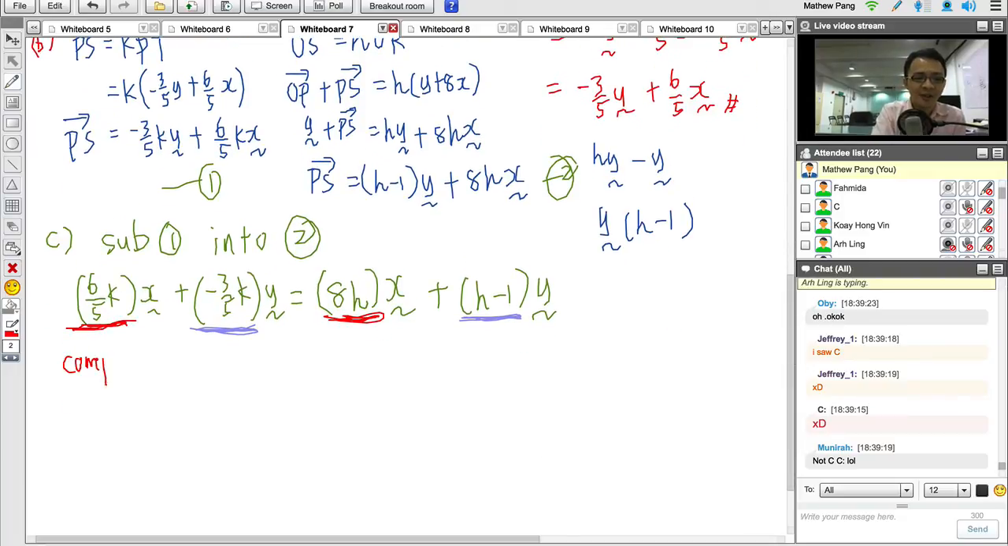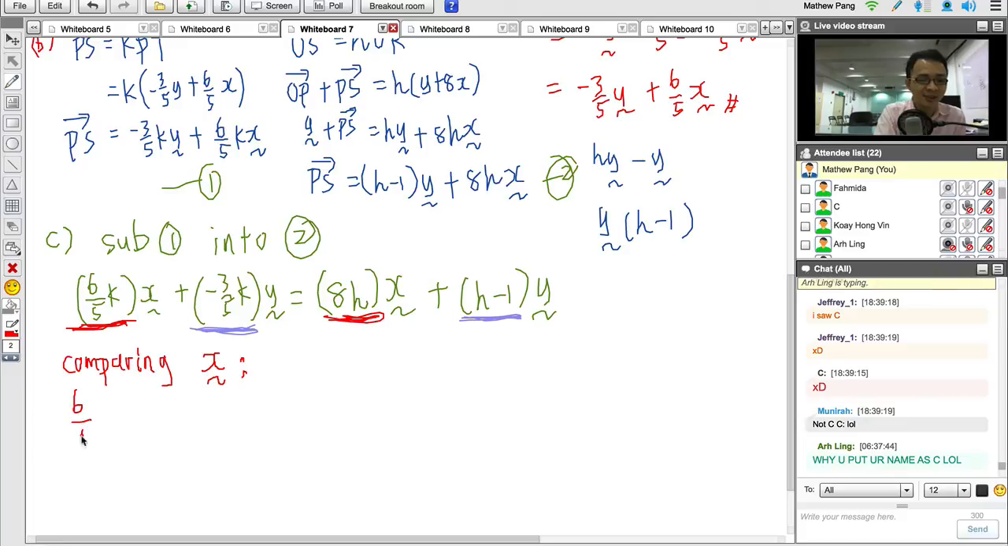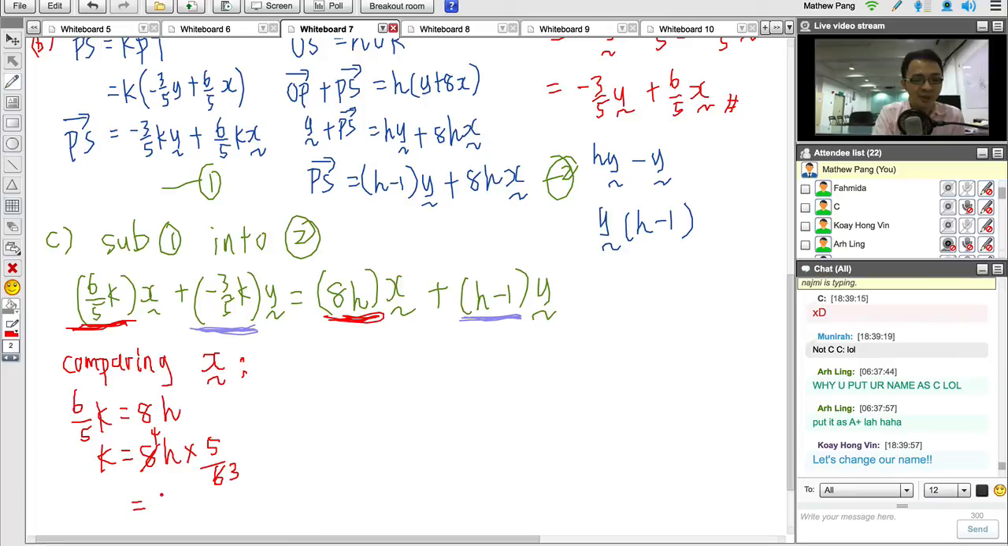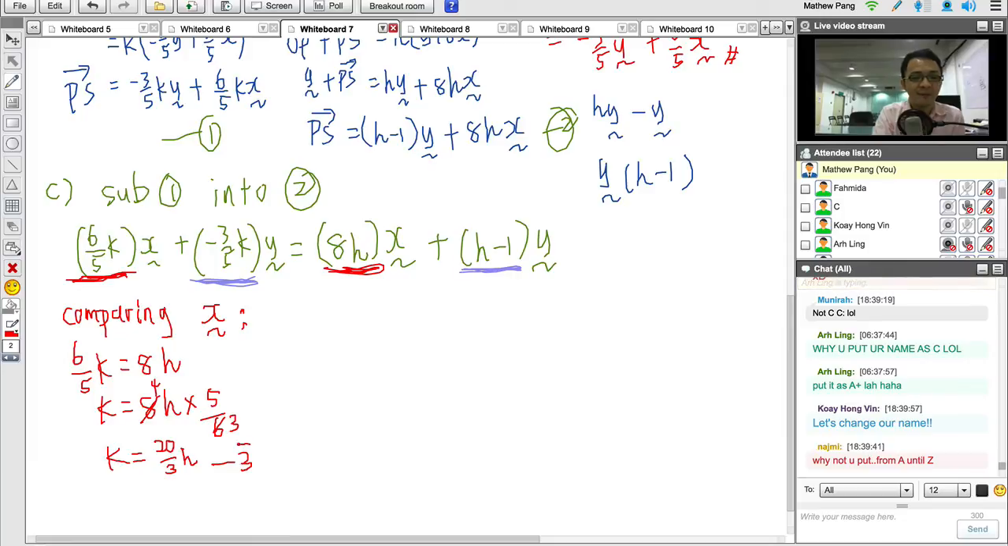So I'm comparing x. So I'm comparing x, I will get 6 over 5 k equals to 8h. Alright, maybe I call k will equal to 8h multiple 5 over 6. I simplify, this is 4, this is 3. So maybe equals to 20 over 3h. This is k. Alright, I call it number 3 maybe.